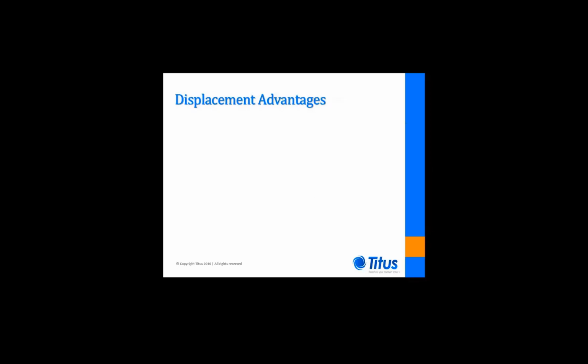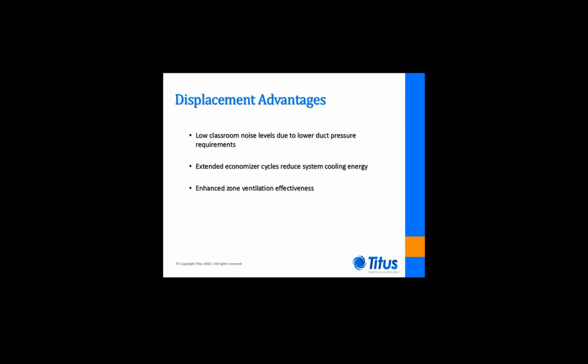The application of displacement ventilation in classrooms has a number of advantages over mixed air systems. Classroom noise levels compliant with ANSI standard 12.60 are easily obtainable due to the reduced discharge velocities and static pressures involved in the displacement systems. The higher supply air temperatures used in displacement systems may also extend the range of economizer cycles when these systems are applied in mild or moderate climates. And finally, contaminant removal efficiencies with displacement are significantly greater than those achievable with mixed air systems.